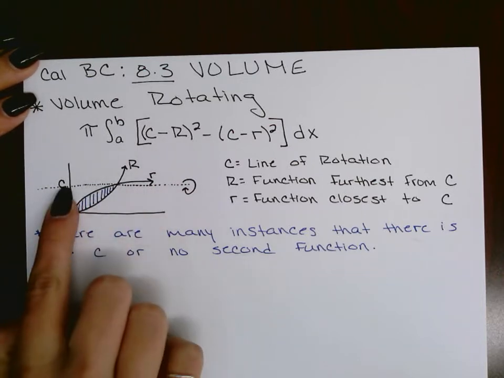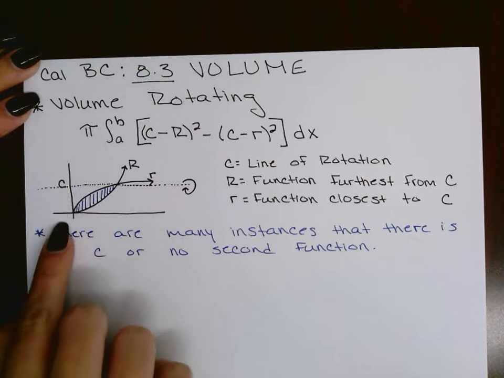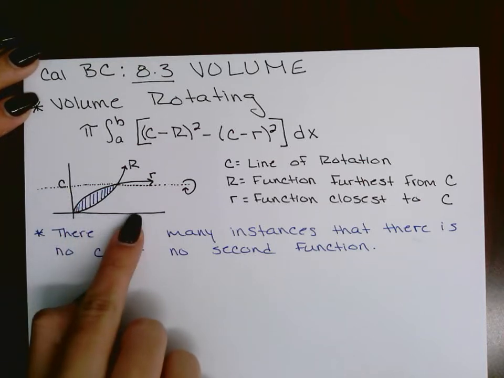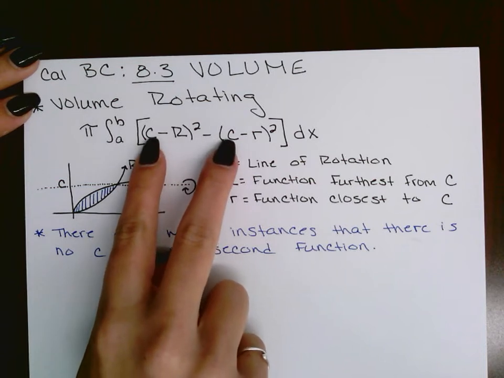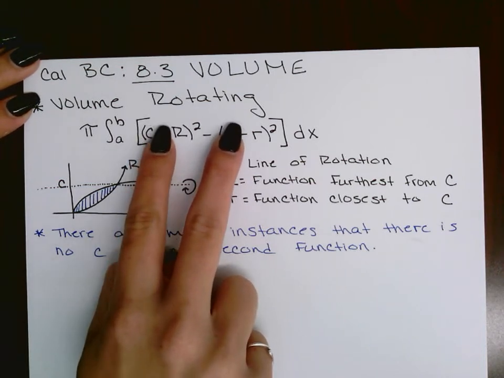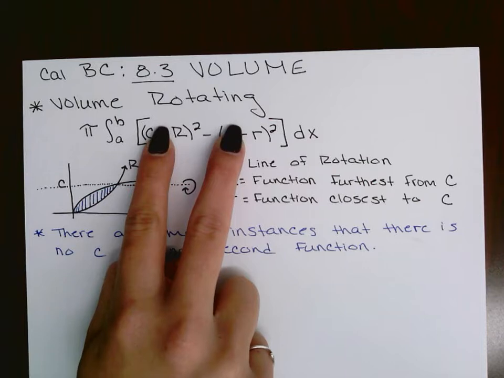So not every time will it be two functions, and not every time will where you're rotating around be some number. So whenever you're rotating around, let's say, the x-axis, then your c is 0, and then these two pieces eliminate from your equation. Okay, and now you're just doing capital R squared minus lowercase r squared. Okay?